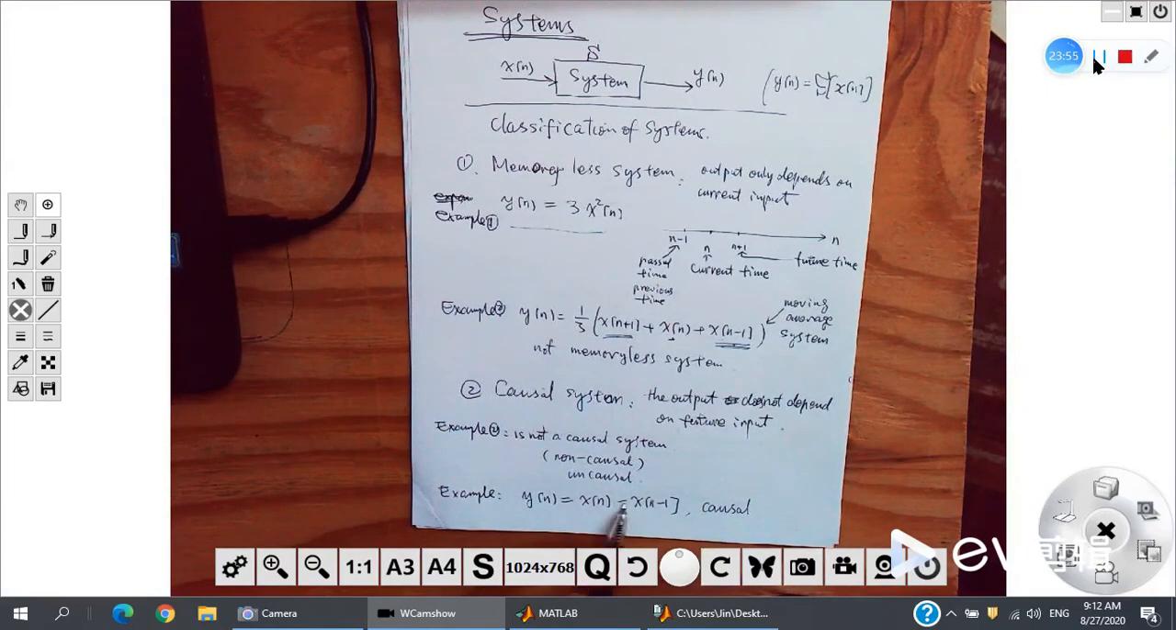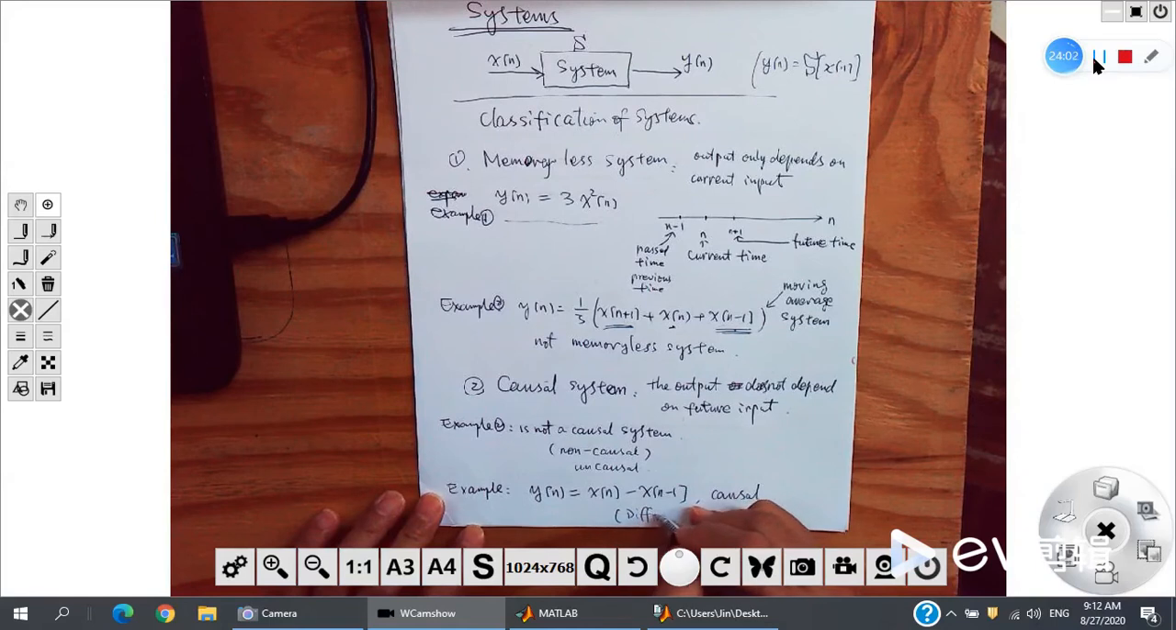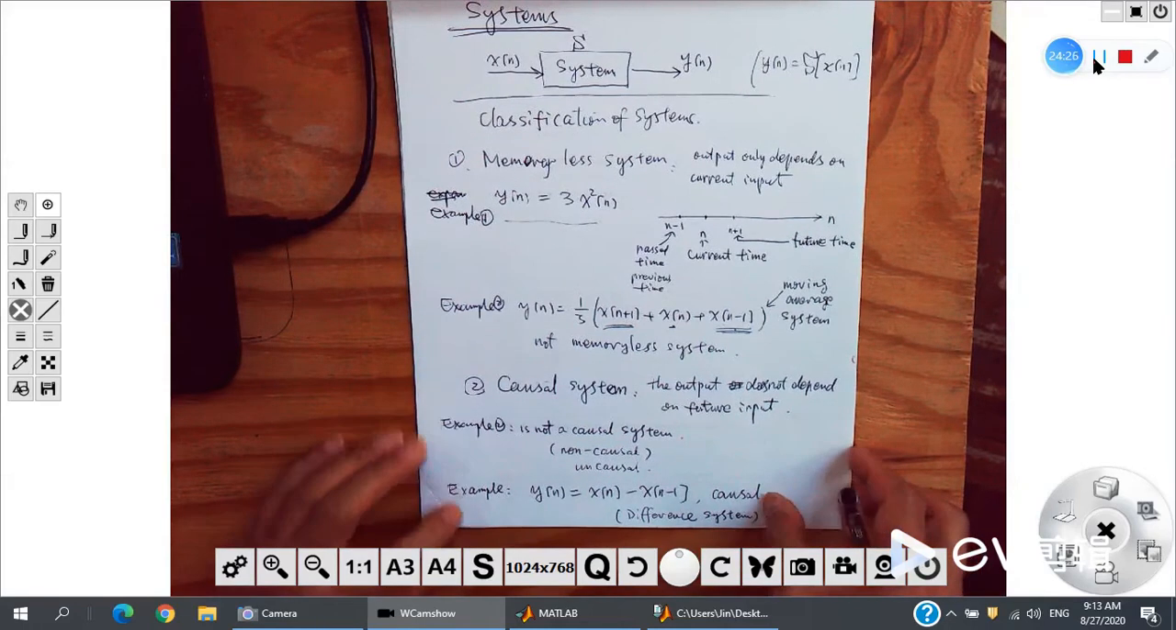And this is a difference system. It gives the difference between nearby 2 values. You check 2 values of the input signal, nearby values, and take the difference between them as the output. So this is a difference system. So this is not causal.